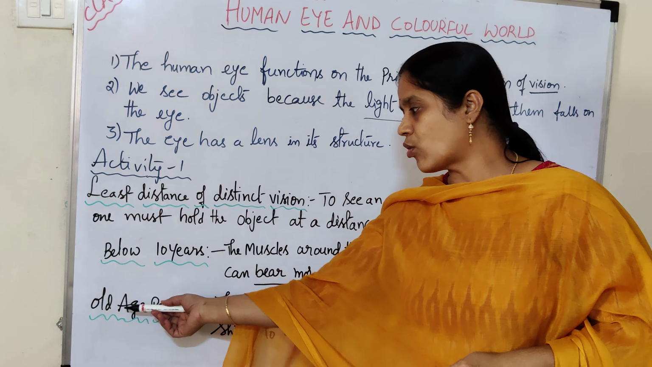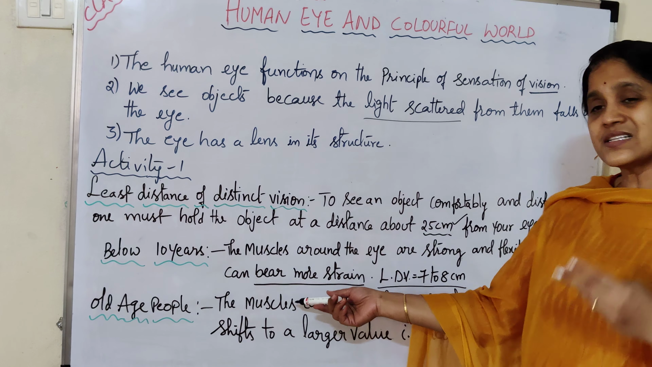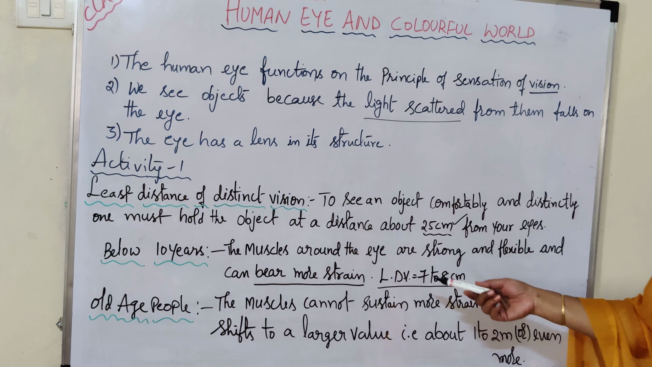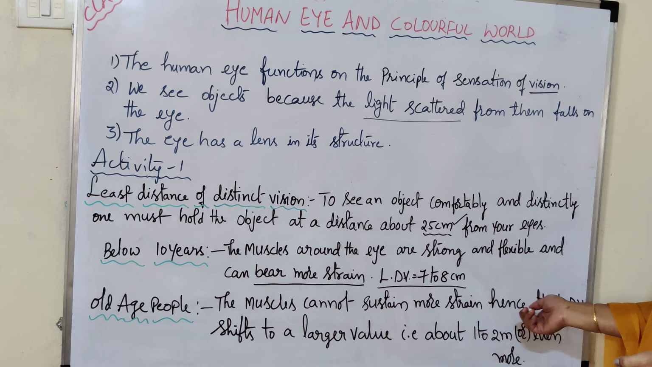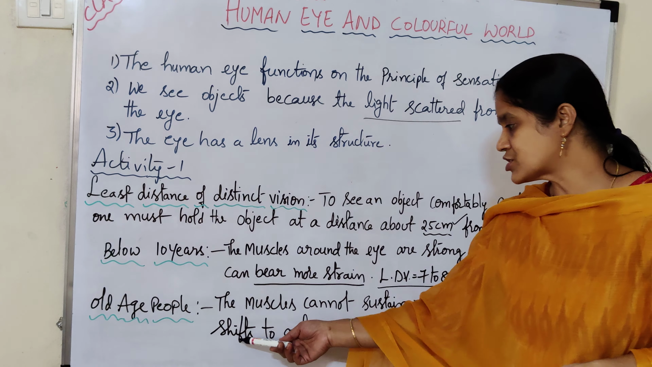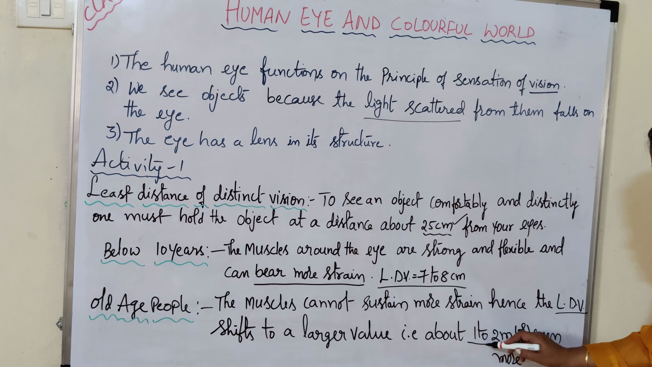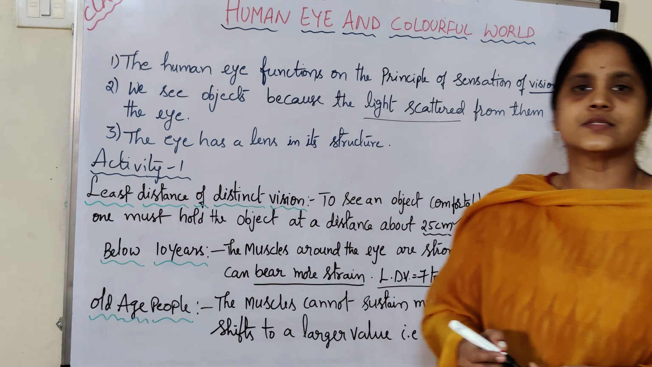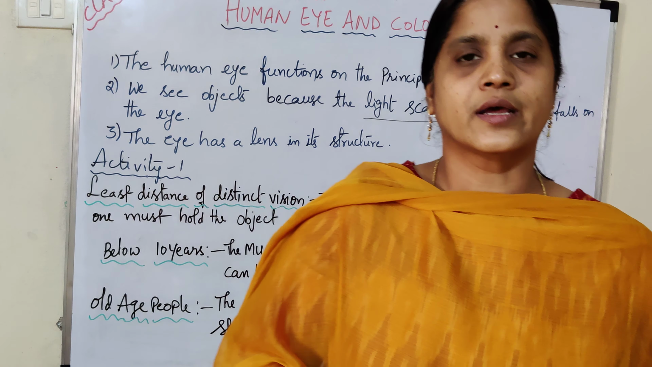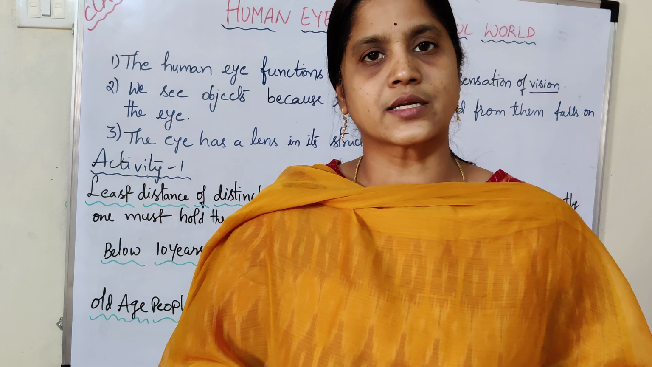Next, for old age people, the muscles cannot sustain more strain. Hence the least distance of distinct vision shifts to a larger value, about 1 meter to 2 meters or even more. This is about activity 1. In the next video I will explain about activity 2.